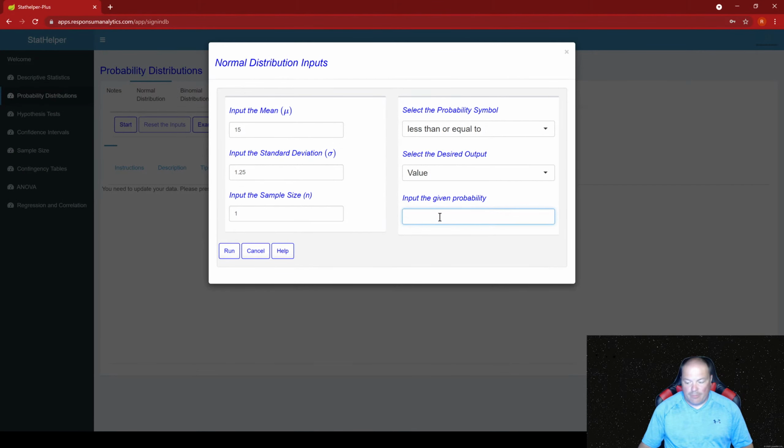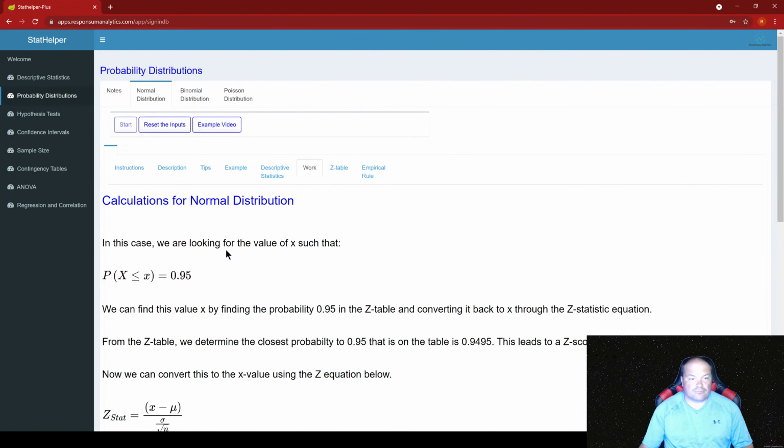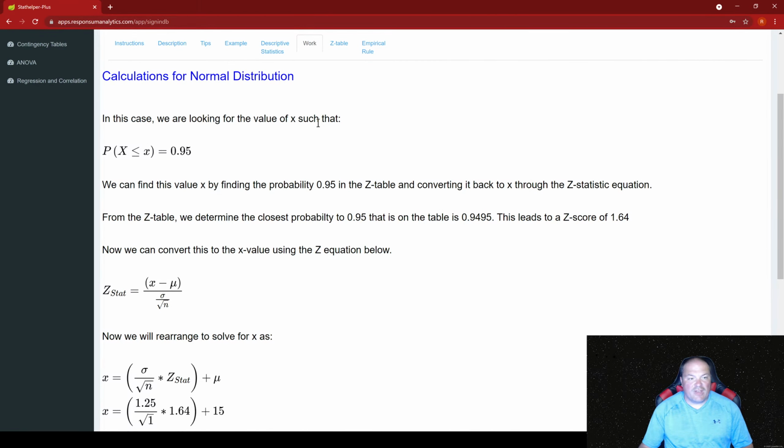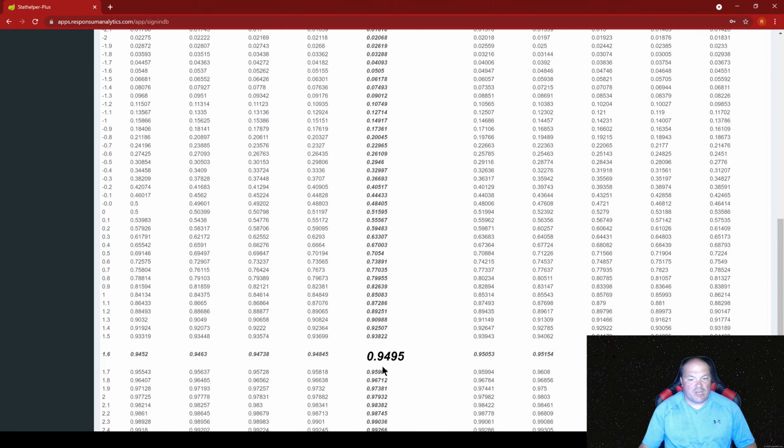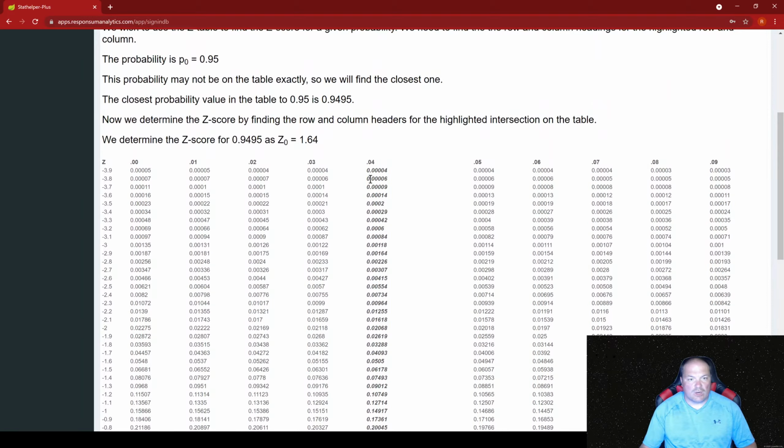So for the given probability, I'm going to put in 0.95. I've got my less than. I've got my parameters, 15 for the mean, 1.25 for the standard deviation. Now let's click run. You can see we're looking for the value of x that leads to a probability of 0.95. What you're going to do is go to the table and try to find a value in the probabilities that is as close to 0.95 as possible. What we found is 0.9495. Let's go take a look. We come down here, we find 0.9495, and that ends up being 1.64.